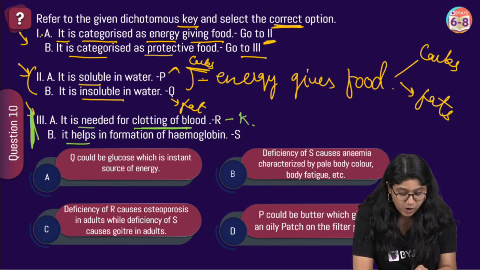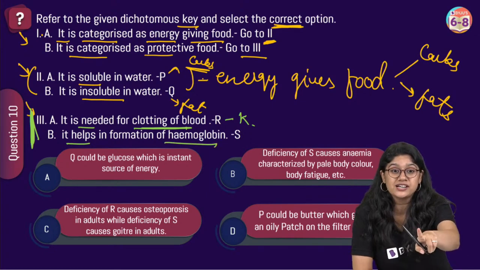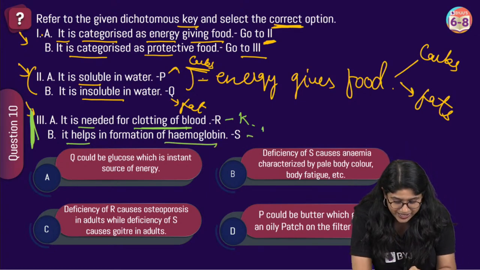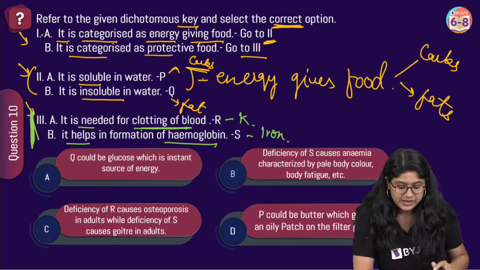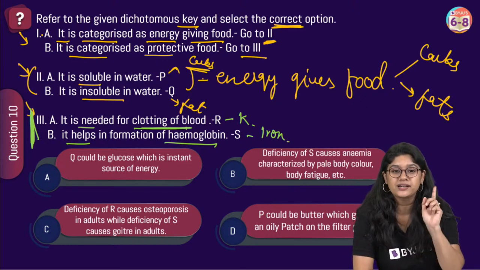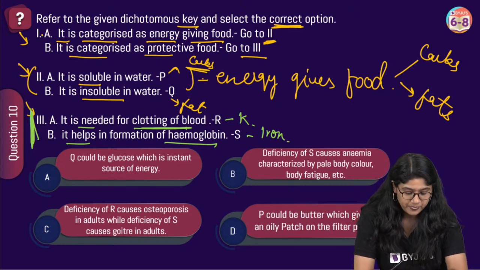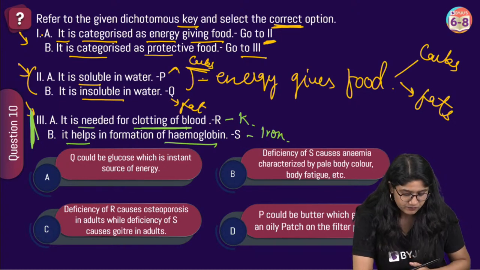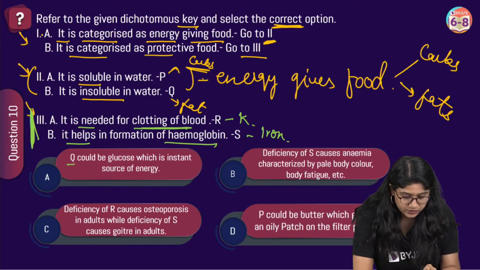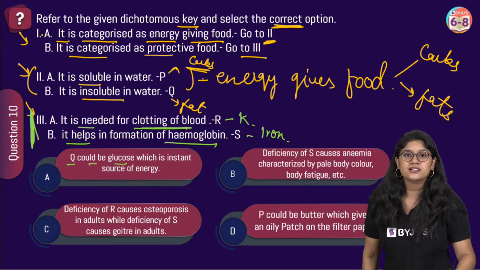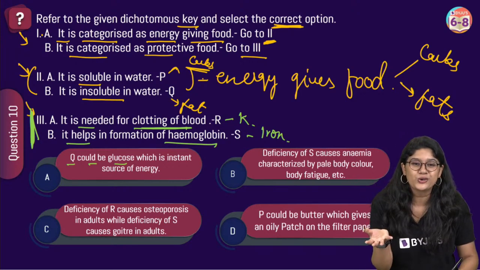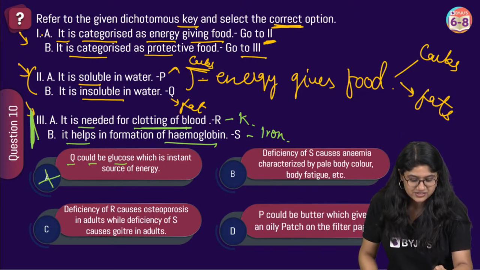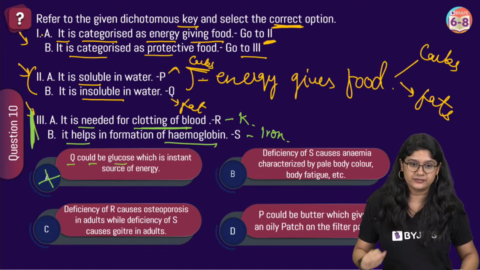And it helps in the formation of hemoglobin. Just now we have discussed it's iron, right? So S is iron. Based upon this, now we have to pick the correct statement. Let's read the correct statement, everyone. Q over here could be glucose. We know that Q is fat, so it cannot be glucose. So option A is incorrect.